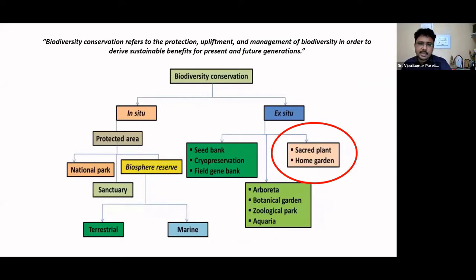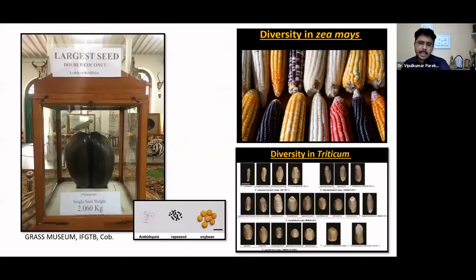In situ means in a national park or biosphere or in a field. But the ex situ conservation method is very important right now, because we come under this group, like a home garden. It is a method of ex situ conservation. In the same way, cryopreservation, field gene banks, and botanical gardens are all places where we can conserve our biodiversity.